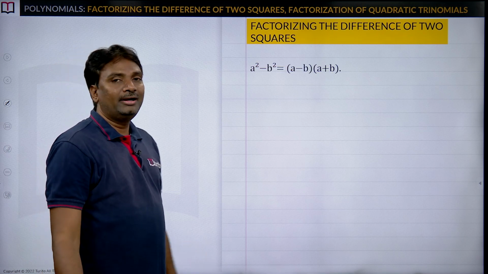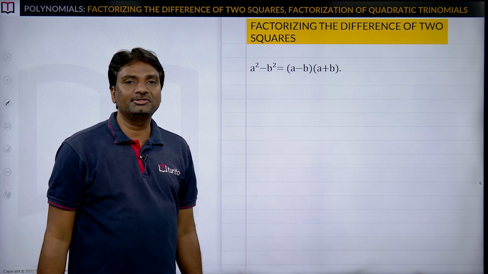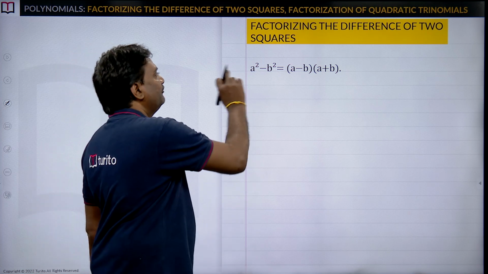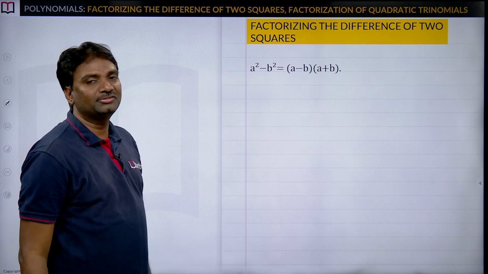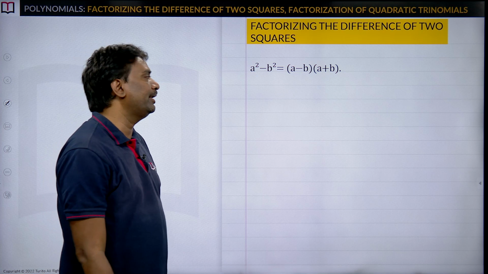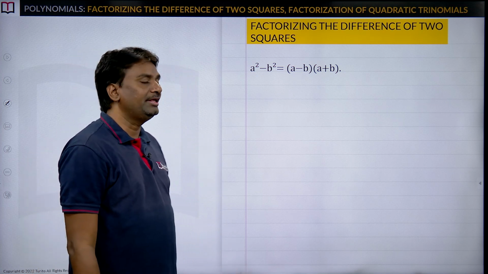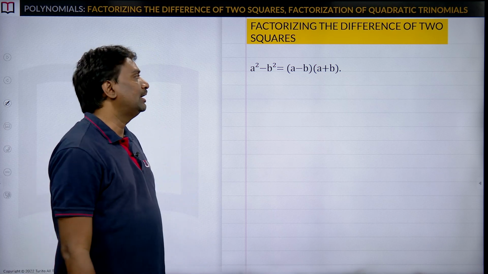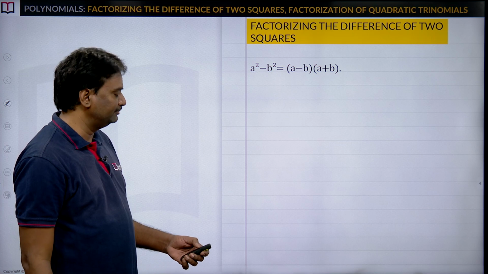Already we know the formula: a square minus b square equals a plus b into a minus b. Suppose a is one term and b is the second term. a square means square of a, b square means square of b. The difference of a square and b square is a square minus b square, and that can be written as a minus b into a plus b.